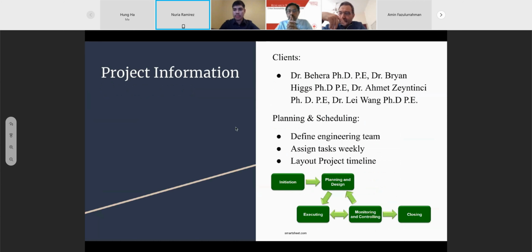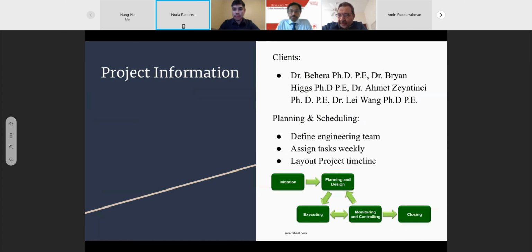For clients, we have Dr. Behera, Dr. Brian Hicks, Dr. Ahmed Sintinsi, and Dr. Lane Wang. And for planning and scheduling, we defined the engineering team and we divided the work into seven sections.